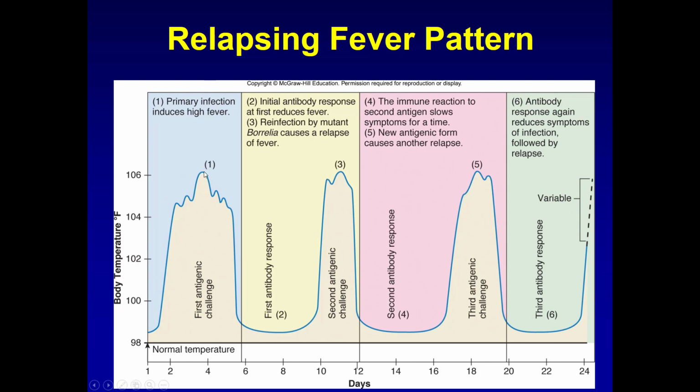You get this fever up to 106 degrees. Then your immune system starts to win. But while your immune system is winning, that Borrelia will mutate so that it then can come back and give you a fever of 106. But then you'll start to win. But then Borrelia mutates and you get a fever of 106.